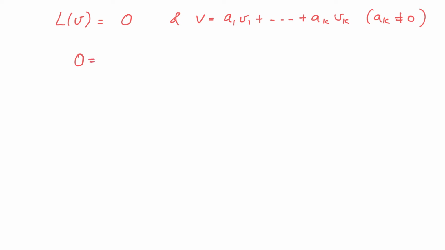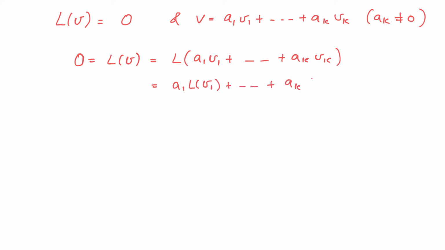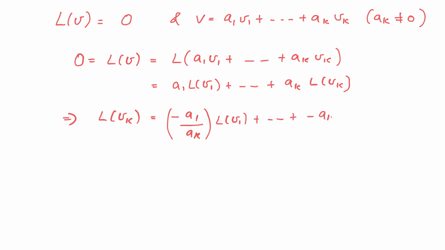Thus, 0 is equal to L of V, which is equal to L of a1 v1 plus etc. up to ak vk, which is equal to a1 into L of v1 plus etc. up to ak into L of vk, which implies that L of vk is equal to minus a1 by ak into L of v1 plus etc. up to minus ak minus 1 by ak into L of vk minus 1.